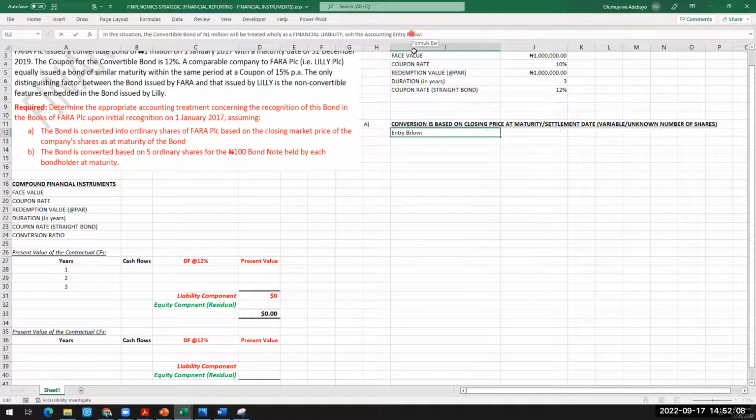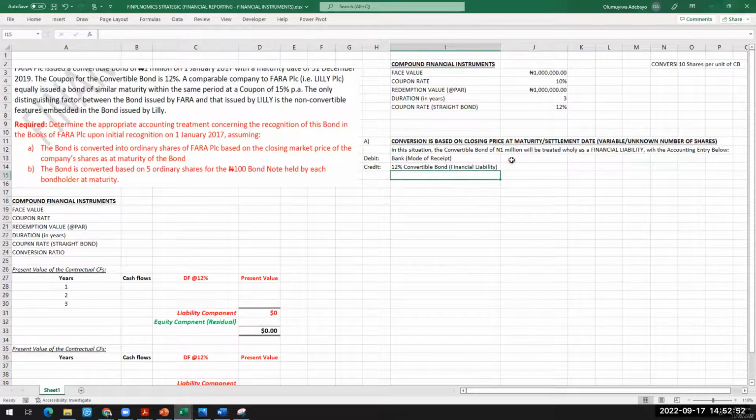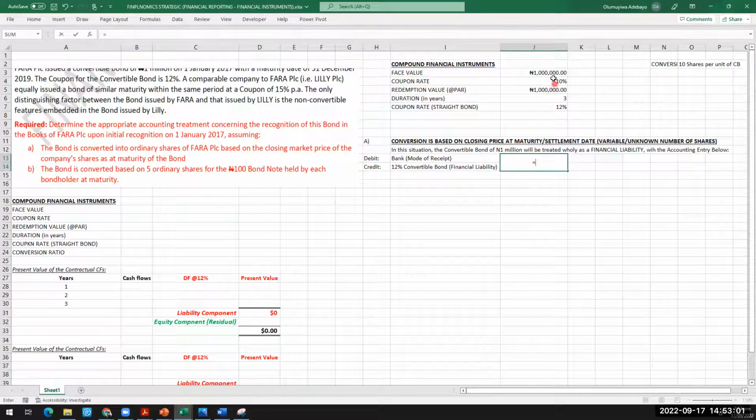Okay. The accounting entry below. And what is the accounting entry? We debit the mode of receipt, which is bank, when we are issuing the bond, and we credit our liability, 12% convertible bond, which is a financial liability. With how much? With the sum of 1 million naira, which is the face value. And that is that. Okay.